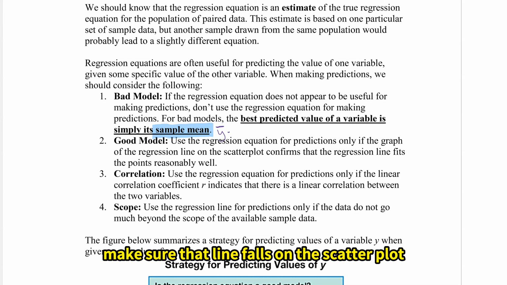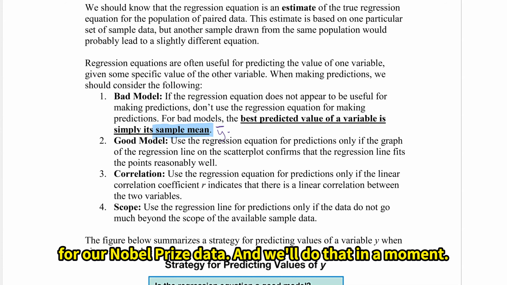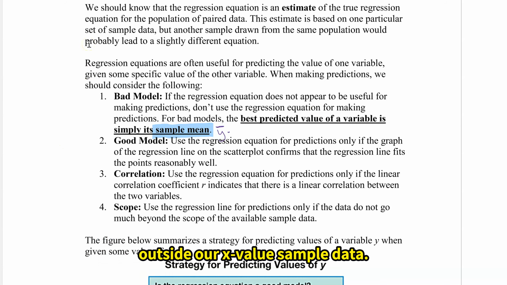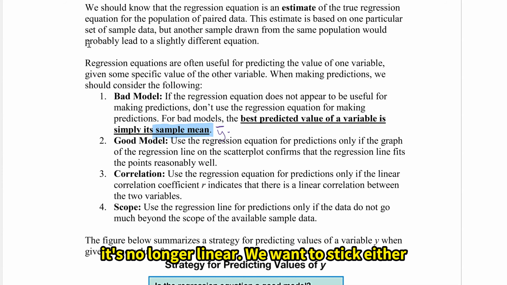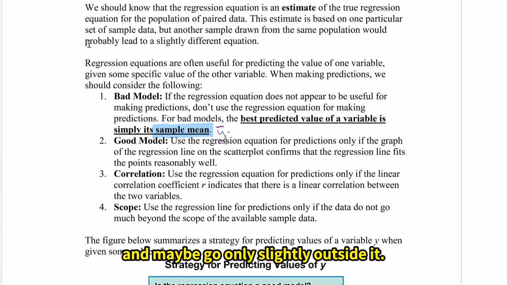If it's a good model, we can use the linear regression equation for predictions, and we want to make sure that line falls on the scatter plot pretty well, and we need to do a scatter plot for our Nobel Prize data. We'll do that in a moment. We don't want our predictions to go too far outside our x value sample data. Going outside our sample data is something called extrapolation, and if we go too far away, it could be that the model changes, that it's no longer linear. So we want to stick either within the range of values for our x values that we have, and maybe go only slightly outside it.